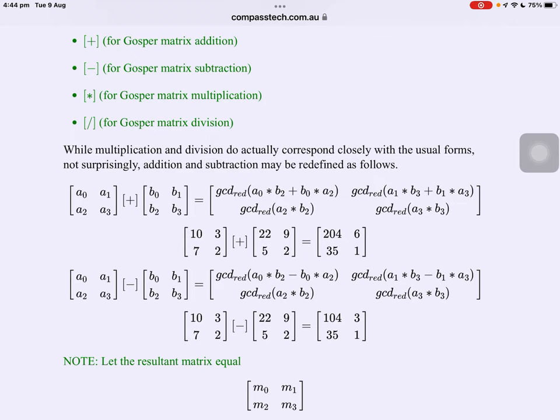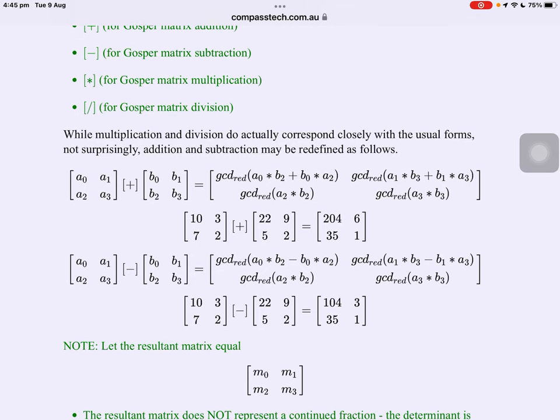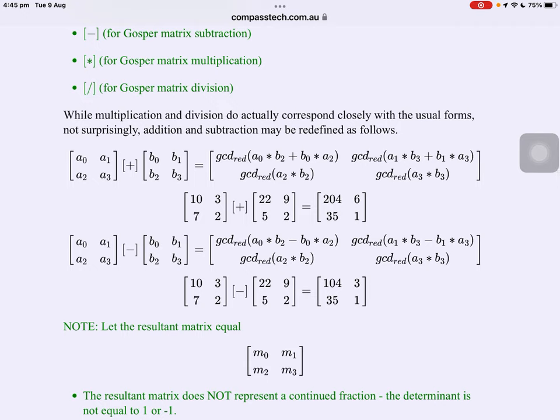So we define Gosper matrix addition, which is a plus put in brackets, and it basically just works out what A0 over A2 plus B0 over B2 would be, and puts them in the first and the third spots. I also cancel down, just to make our life easier. That's part of the process. We can cancel them because our resulting matrix is no longer a continued fraction. It's simply a placeholder for two fractions.